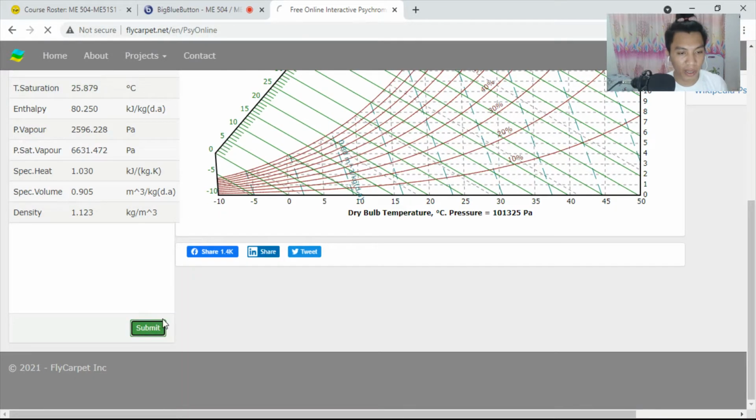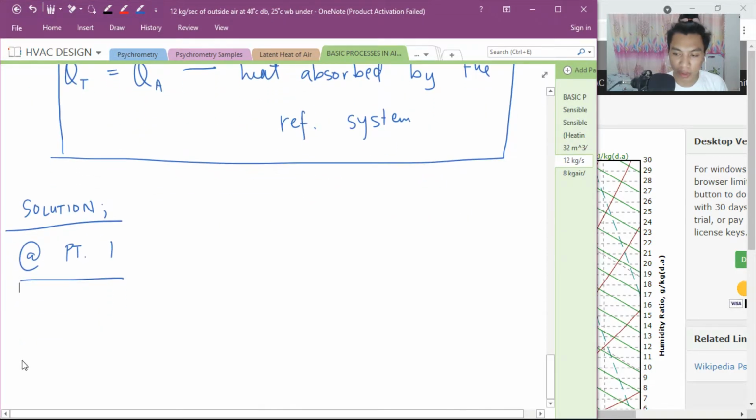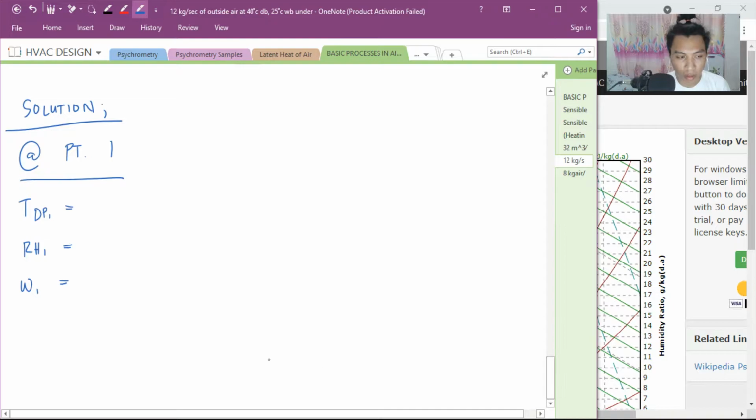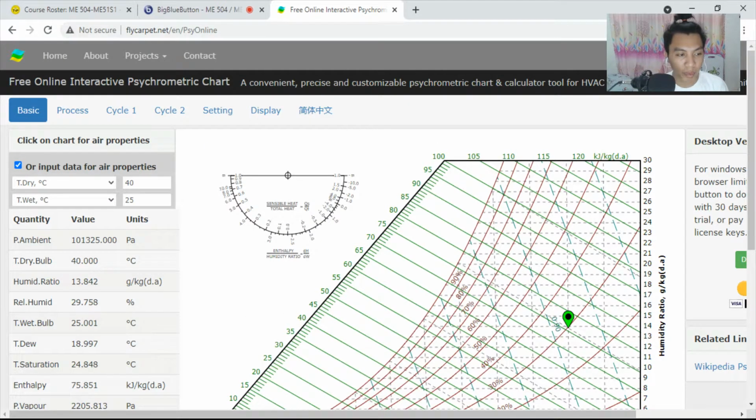So, we have to find in dew point. Lista ko na ha. Temperature dew point 1, RH 1, omega 1, V1, and then H1. Ano pa ang kulang? Wala na. Ay, nandyan na. So, hanapin na natin sila. So, dew point, 18.997. Yan.